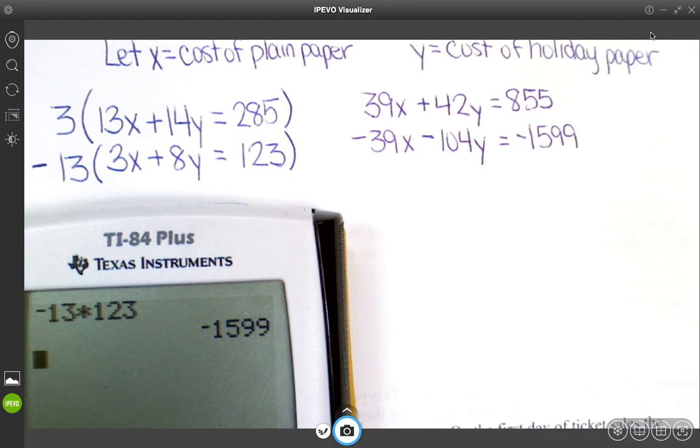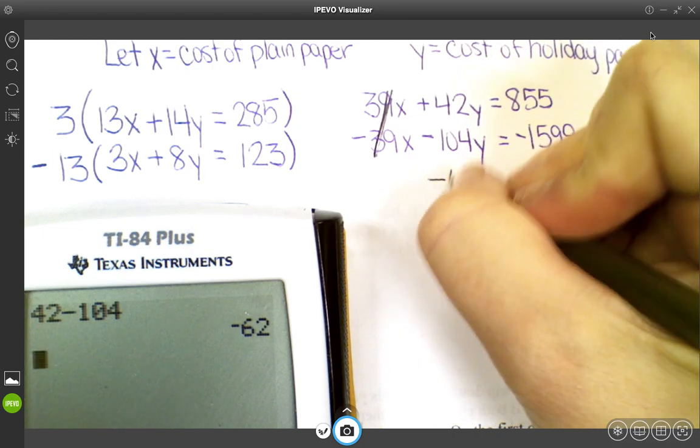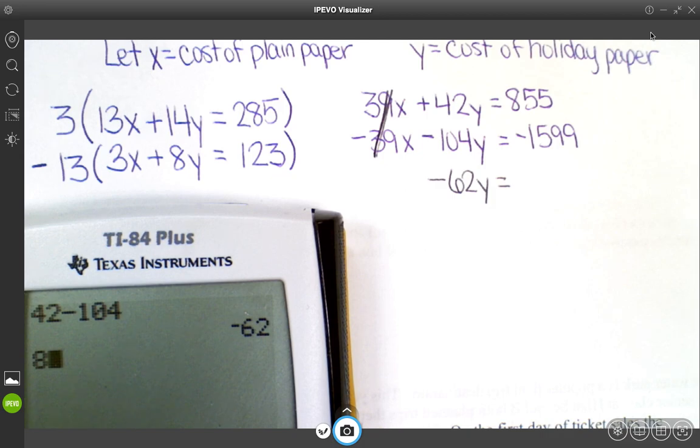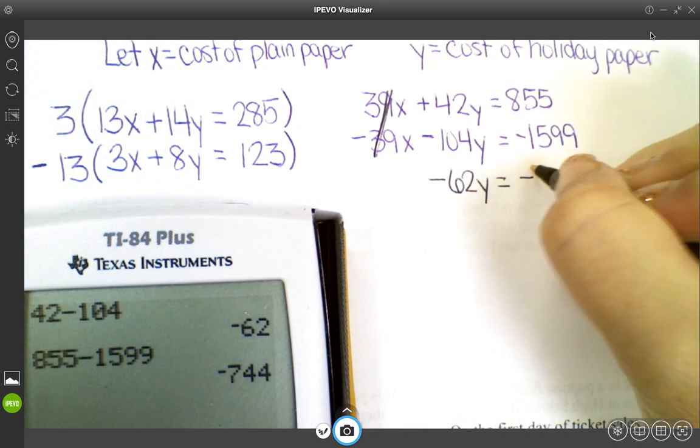All right, so tell me what's going to happen next. The 39s are going to cancel out. And what does that leave? For my y's, I'm going to take 42, but that's a negative, so I'm going to subtract 104. So what's left for my y's? Negative 62y. And then I'm going to subtract 855 minus 1599. Negative 744.